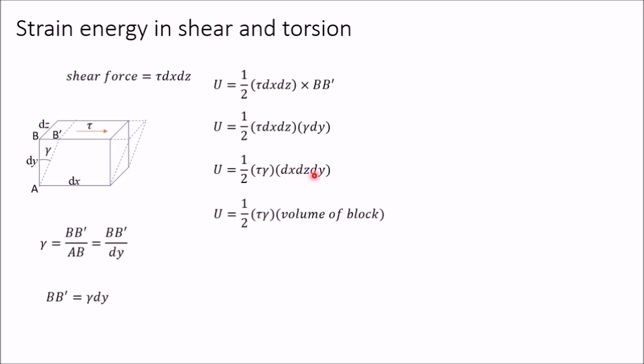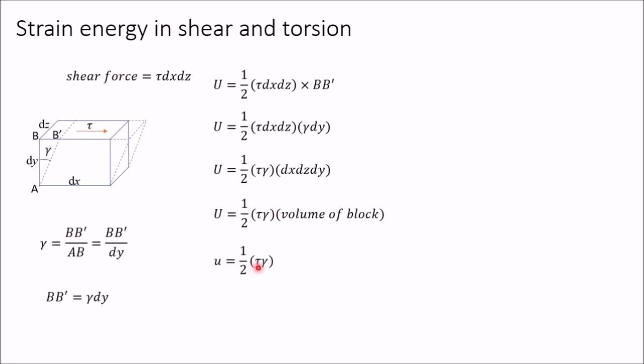dx dz dy is the volume of this block, and tau is shear stress, gamma is shear strain. So U is equal to half shear stress into shear strain into volume of the block. So if you take strain energy per unit volume, you will get small u. If you divide this term by the volume of the block, you will get half shear stress into shear strain. This is the strain energy per unit volume for shear.